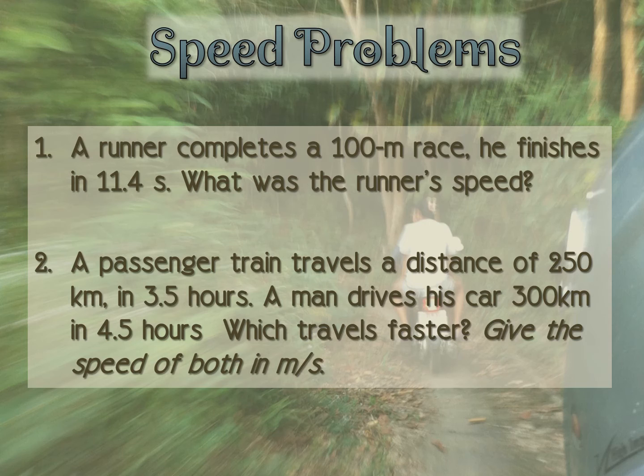A man drives his car 300 kilometers in 4.5 hours. Which one travels faster? And there it also says give the speed of both in meters per second. So there you have to do two calculations to find out which one has the faster speed, but also you have to give the speed in meters per second. If you notice, the question is in kilometers and hours. So a little bit of unit conversion is going to be necessary to answer those problems. So I'll let you think about those on your own, and we're going to move on to the next slide.